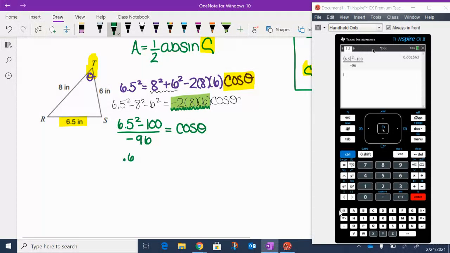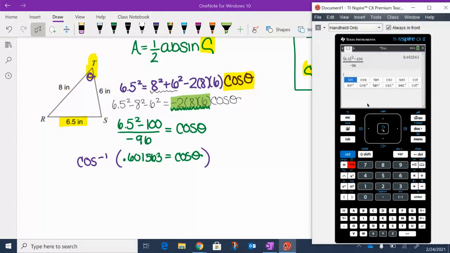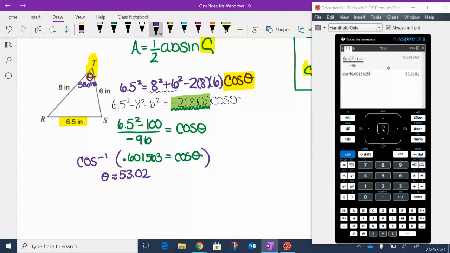So it's -0.60153 equals cosine theta. So now what I have to do to both sides is cos inverse. I'm going to make sure that my angle is in degrees, which it is, and now on my calculator I can do trig. I'm going to choose cos inverse, and I'm just going to come up here, press the up arrow, grab this little guy, and hit enter, okay? So this missing angle right here is about 53.0181 degrees. So theta is approximately equal to 53.02, okay?